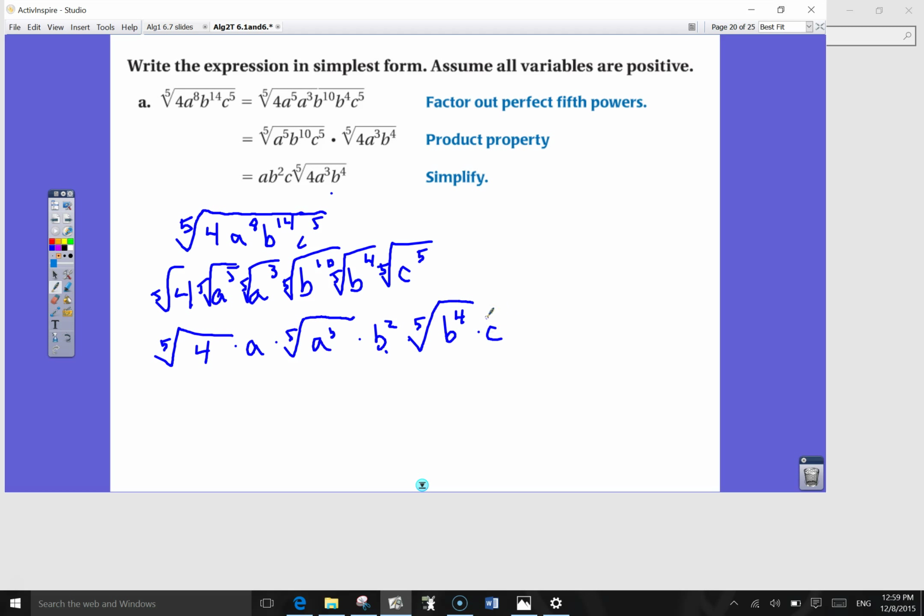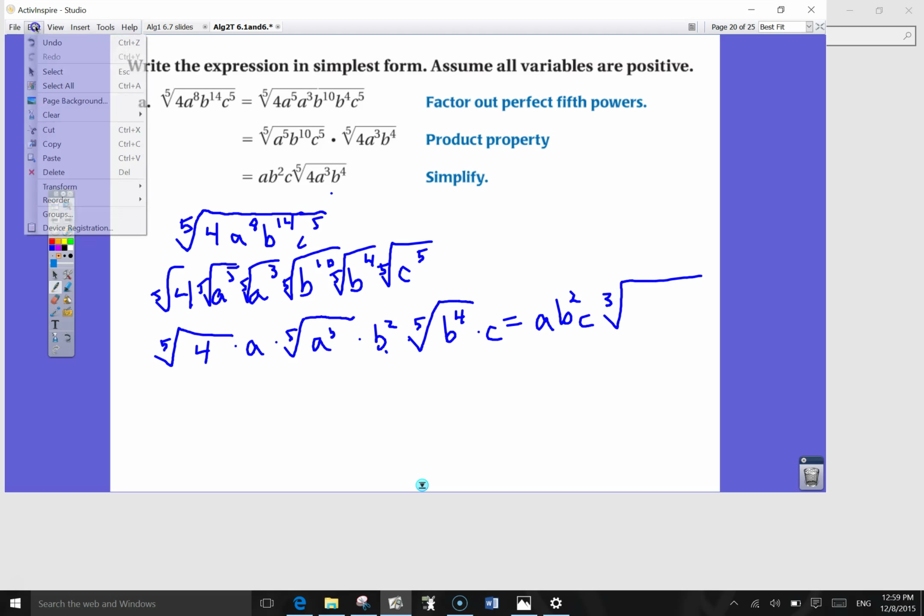So factor by factor, I took all the roots that I could, and now I'm going to combine everything that's outside the radical, which looks like a, b squared, and c. And then combine everything that's inside the radicals. I wrote a 3, and that's a 5. That should have been a 5. And that would be 4, a to the 3rd, b to the 4th.